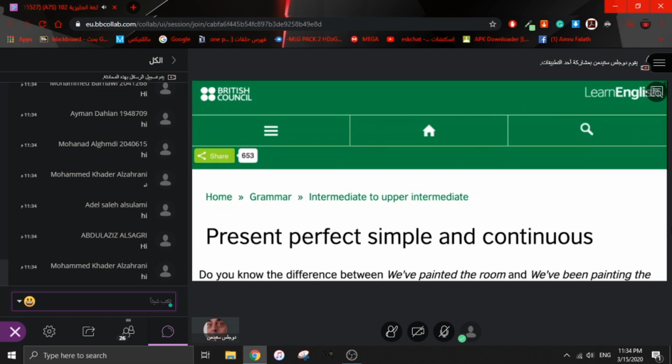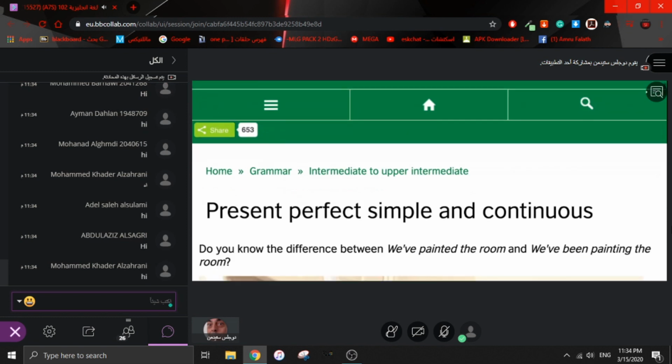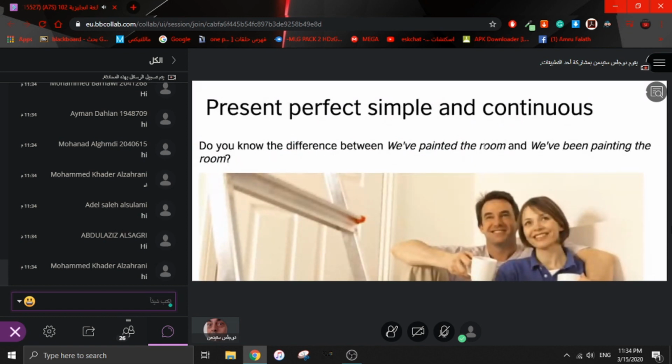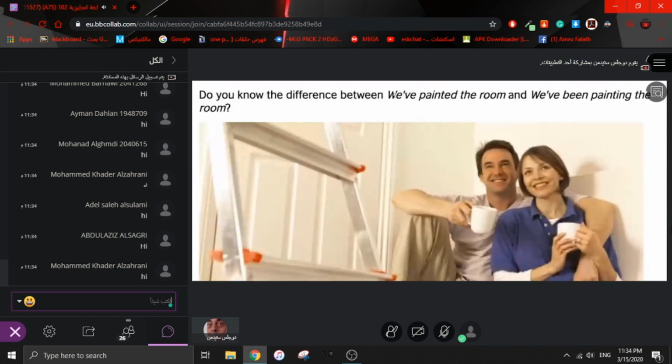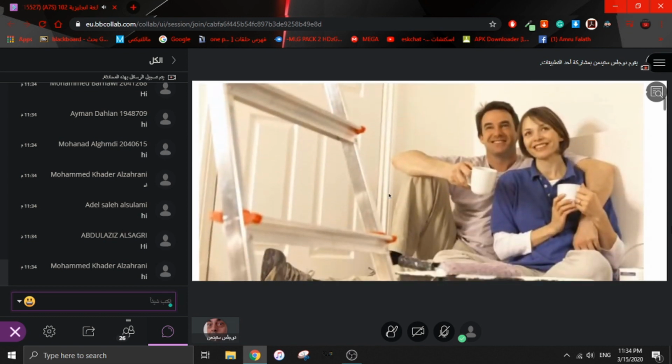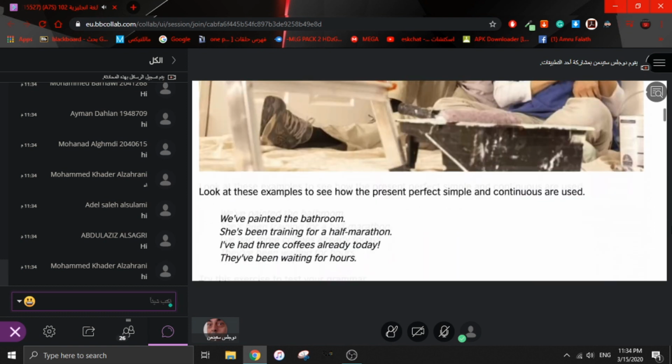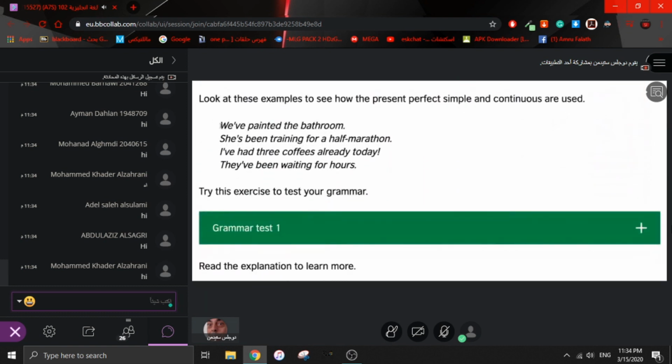Here we go, British Council. This is their present perfect simple and continuous explanation. What's the difference between we've painted the room and we've been painting the room? Very popular example is painting. We've painted the bathroom. She's been training for a half marathon. I've had 3 coffees already today. They've been waiting for hours.